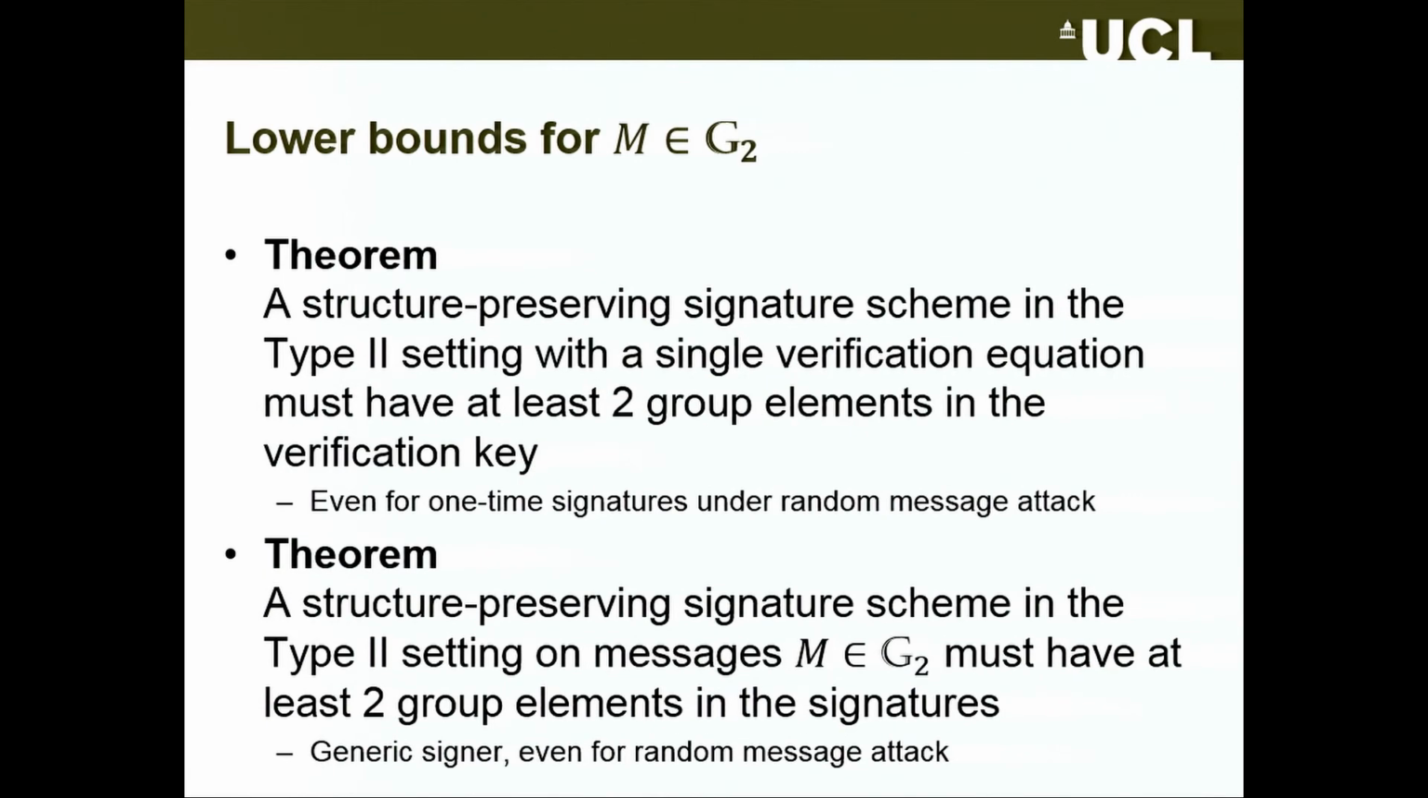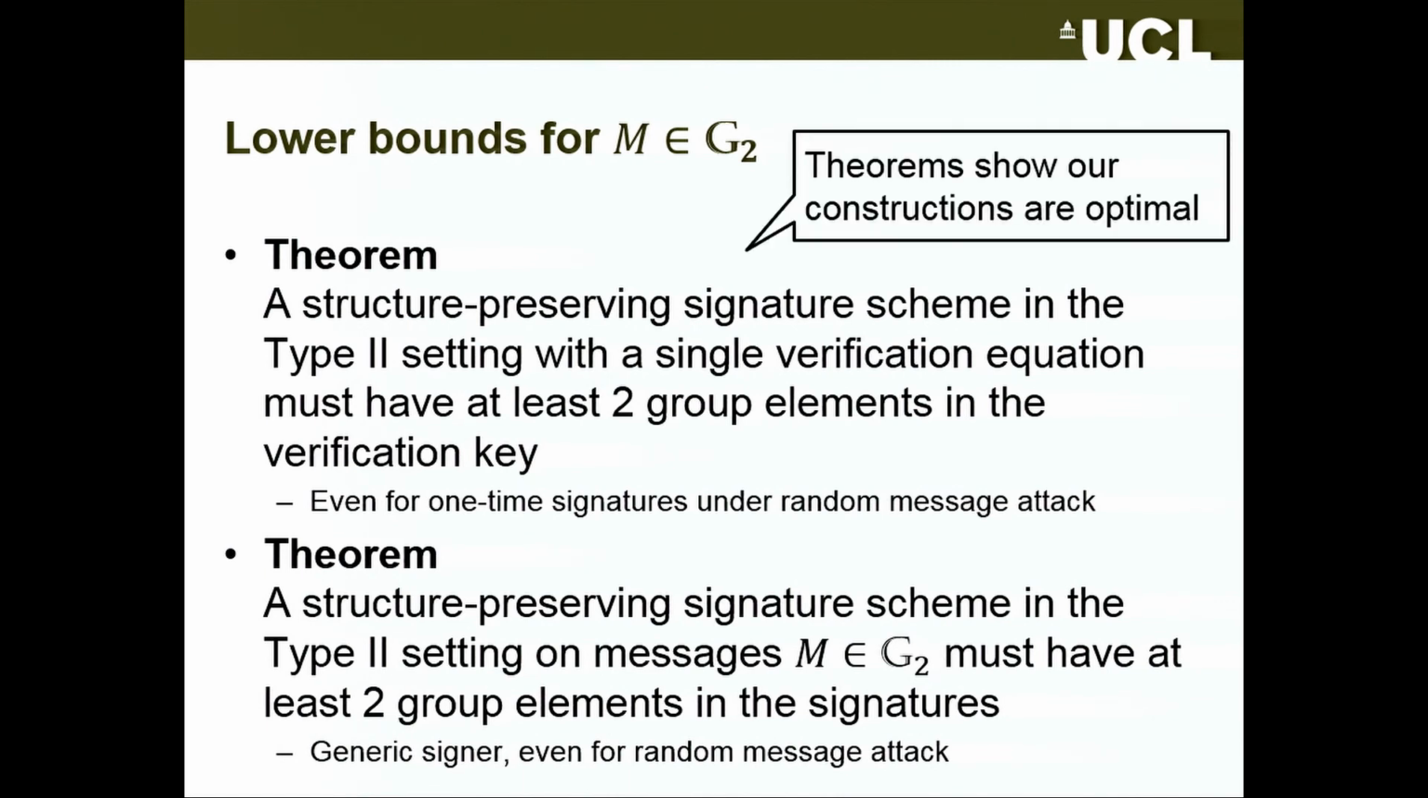A special case is when the message belongs to the second source group. In that case, we can show that the verification key must have at least 2 group elements. That we prove essentially by a case analysis, looking at different possibilities for how the signature could look like and what the verification key could look like. And then we also prove that we need to have at least 2 group elements in the signature, essentially because when we have 1 verification equation and we need to have some randomness to play with, then we need to have at least 2 group elements in the signature scheme. So these 2 theorems show that our constructions are optimal.